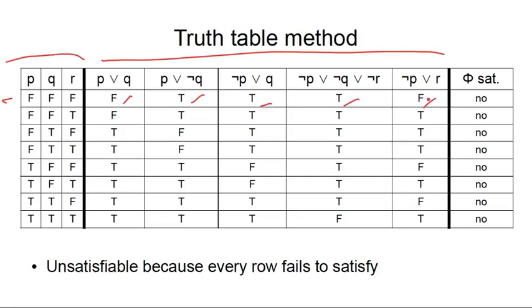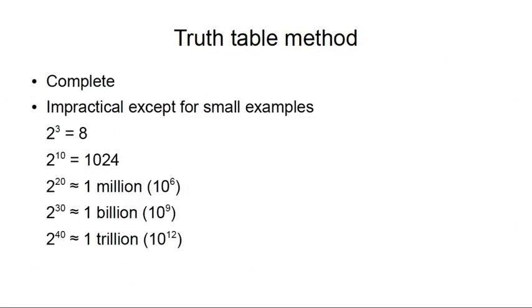And because some of the sentences in phi evaluate to false, we know that phi as a whole is not satisfied by this truth assignment. If we examine all the rows, we find that in every row there is at least one sentence in phi that evaluates to false. So we conclude that phi is not satisfied by any truth assignment. That is, it's unsatisfiable. The truth table method is complete because we examine every single truth assignment. It is also impractical, except for very small examples.